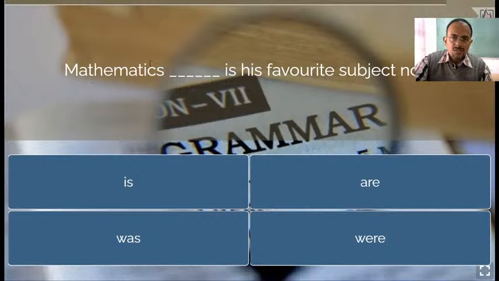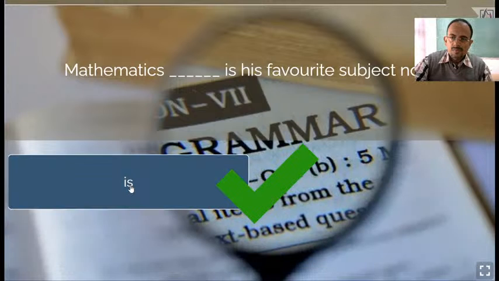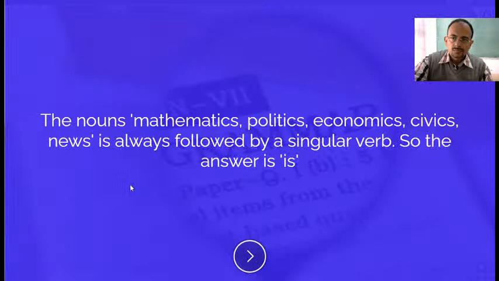Mathematics, physics, politics, civics, economics, always remember, singular. So mathematics is his favorite subject now. Okay, so is. The nouns mathematics, politics, economics, civics, news are always followed by a singular verb.